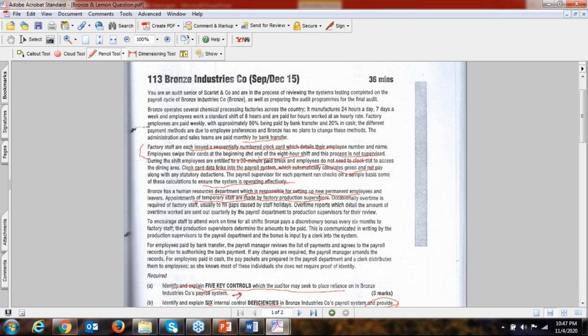So what should be the recommendation for this deficiency? The recommendation should be that all appointments of staff, whether temporary or permanent, should be made by the human resource department. So this is all about the recommendations.